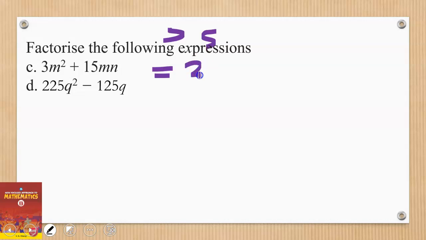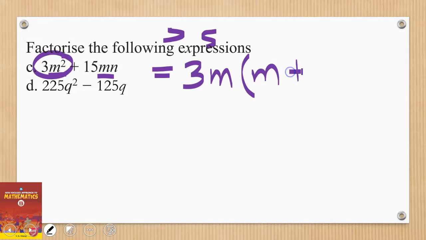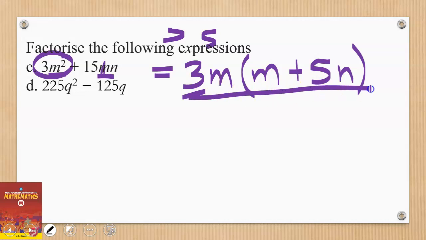So when the 3 comes out, then we have m and m also here. So we can take one of the m out. Then we have m left for this part, plus 3 times what will give us 15, and that is 5. And since m is out already, then we are left with n, and that becomes the answer. So this is the factorized form of the expression given.